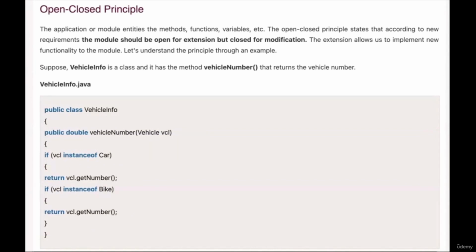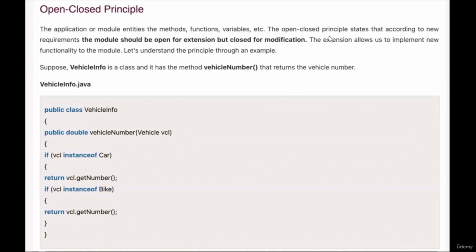So the second letter in SOLID, O, stands for the open-closed principle. The open-closed principle states that, according to new requirements, a module should be open for extension but closed for modification. So in the context of classes or modules, any module should always be open for extension, but at the same time should be closed for modification.